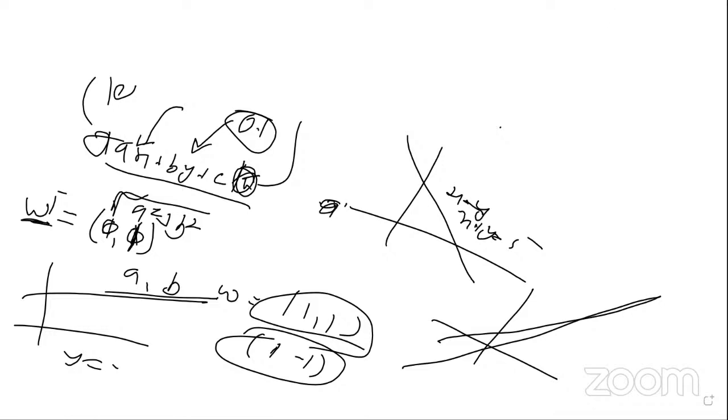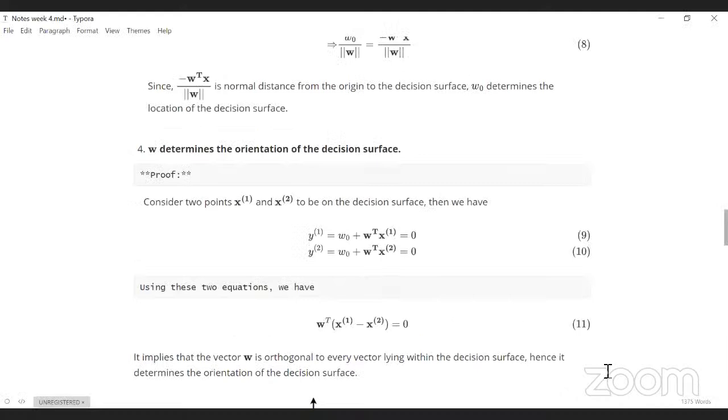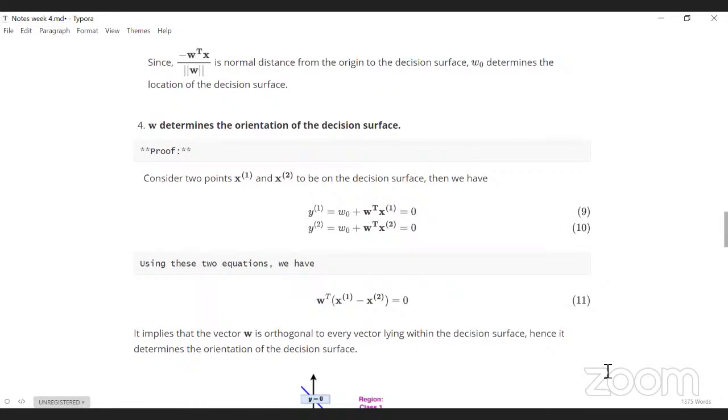Here the proof is given. Let's consider 2 points x1 and x2 on the decision surface. As they are on the decision surface, the values corresponding to those points on the surface are going to be 0. So these two equations will give you 0. If you subtract these two equations, you will get W transpose multiplied by (x1 minus x2) equal to 0.